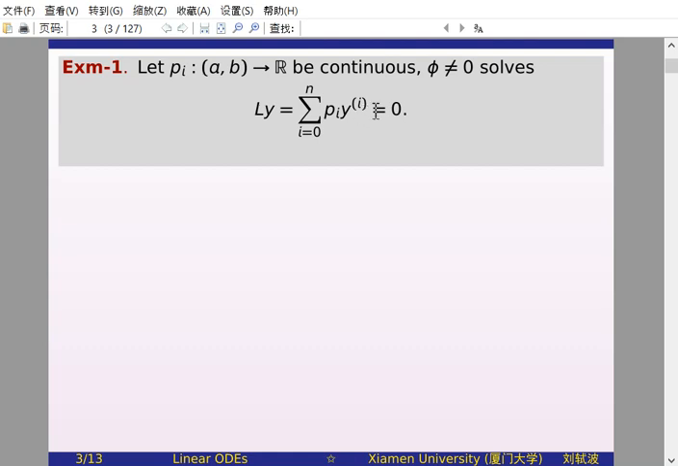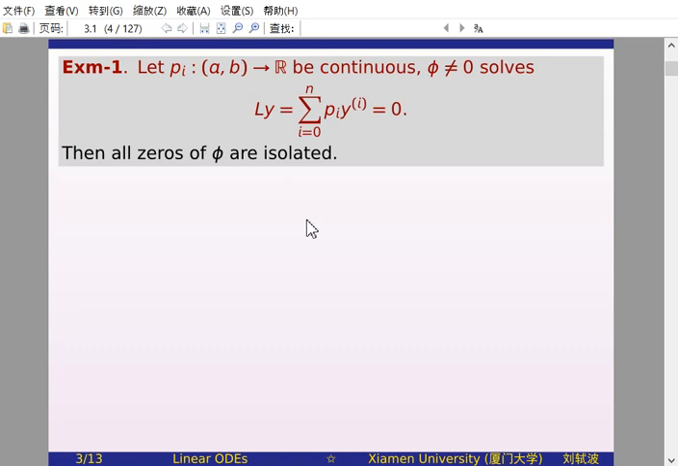Then, if phi is a non-zero solution of this homogeneous nth order differential equation, then our conclusion is that all zeros of phi are isolated. So in the last lecture, we studied the second order case, that is n equals 2. But now we will study the general higher order ordinary differential equations.